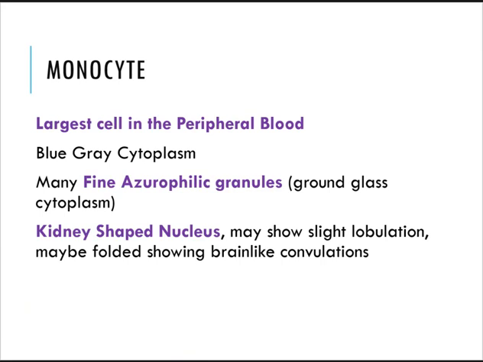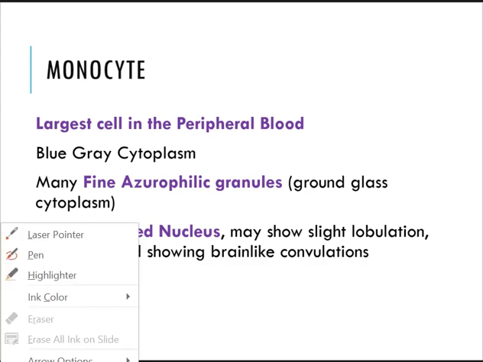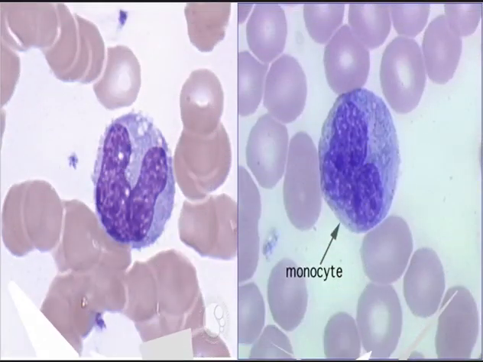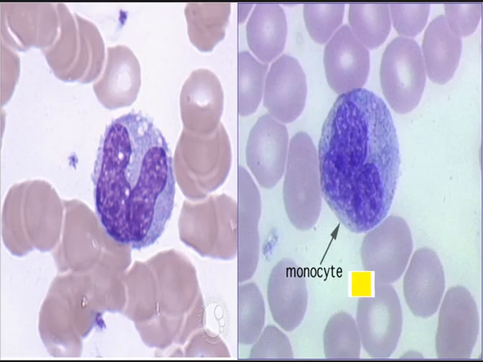Okay. Next, we have your monocyte. Now, your monocyte, guys, is the largest cell in the peripheral blood. Take note, largest cell. It has a blue-gray cytoplasm and many fine azurophilic granules. As you can see here, we have your monocyte, and then this is your red blood cell, and this is your platelets.